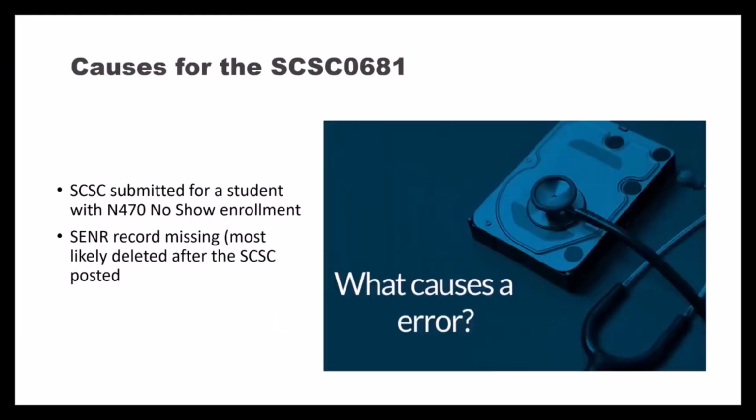Let's look at causes for the SCSC0681 error. All right, so you can have a student course section enrollment record submitted and posted for a student with the N470 no-show enrollment in the enrollment history. The no-show makes the enrollment invalid, right? It's really non-existent. It's a no-show. And so the student should not have any course section completion records. Another scenario is the SENR record is missing, and this is most likely caused by a deleted record after the SCSC has posted.